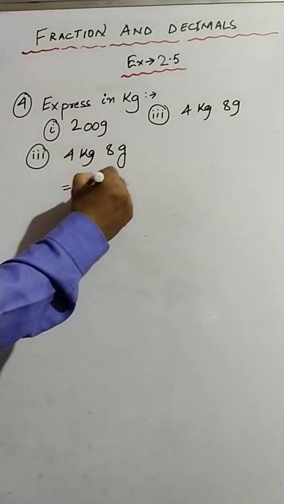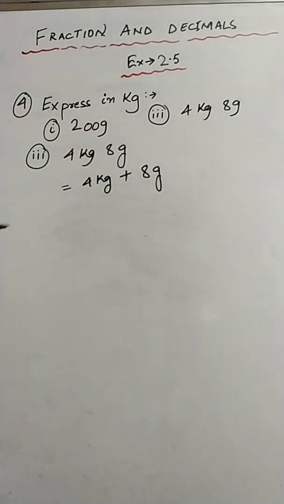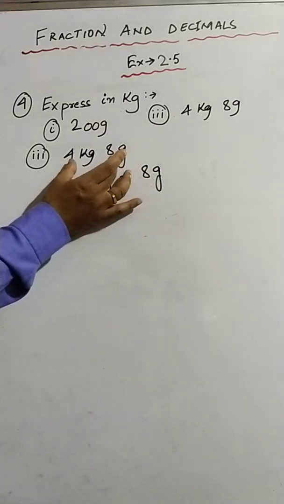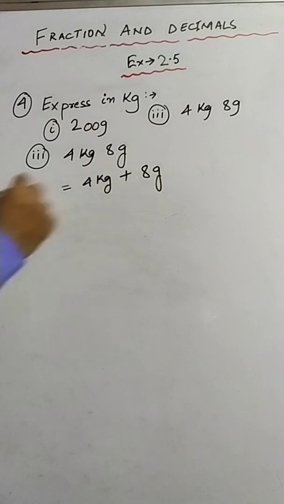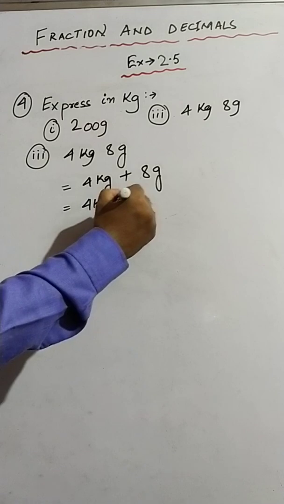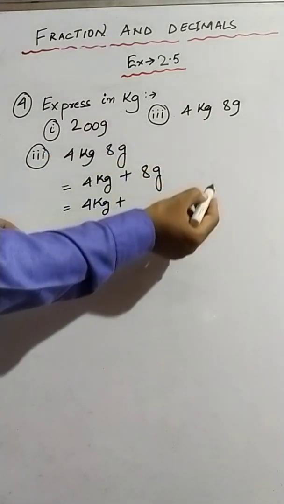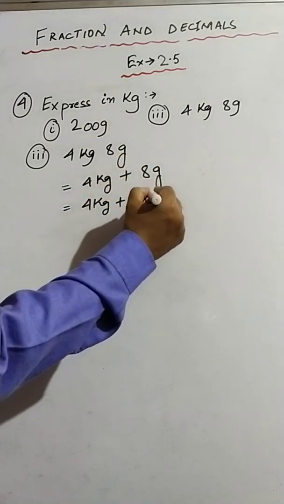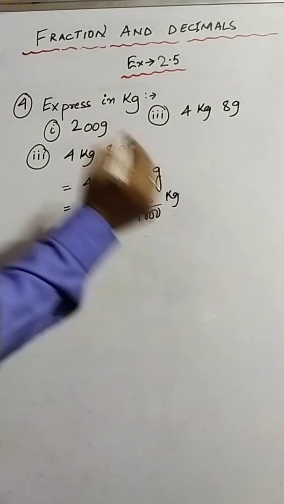So we'll write 4 kg plus 8 gram. This is how you have to write. If the question comes in this format, then the first thing you have to do is expand this form in this way. Now we'll not do anything with this because it is already in the kg form. So 4 kg. Now we know that if any term is in gram and we have to change it into the kg form, we have to divide that number by 1000. So we'll do the same thing here. So 8 upon 1000, and in place of gram now we'll write kg.